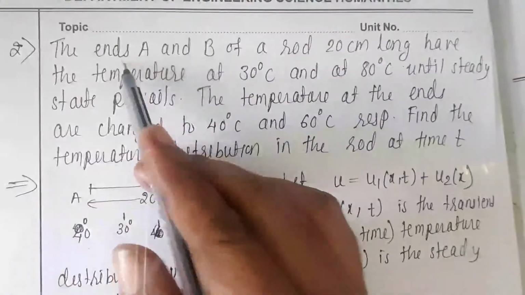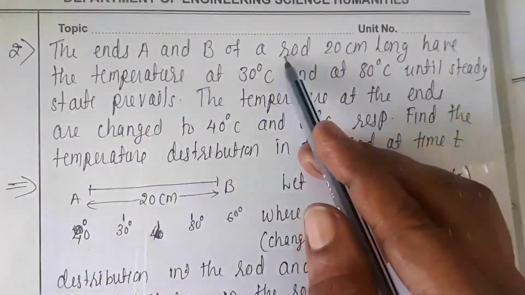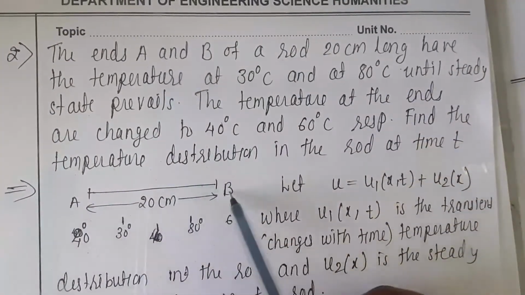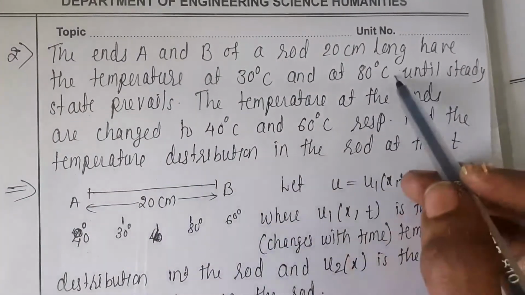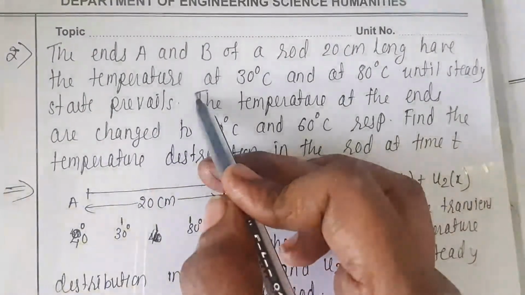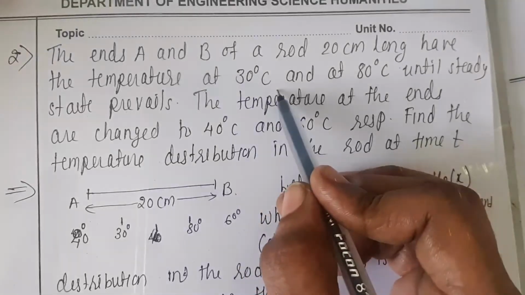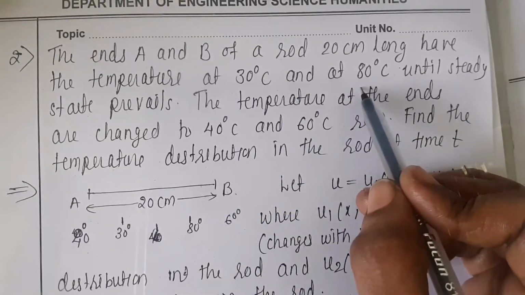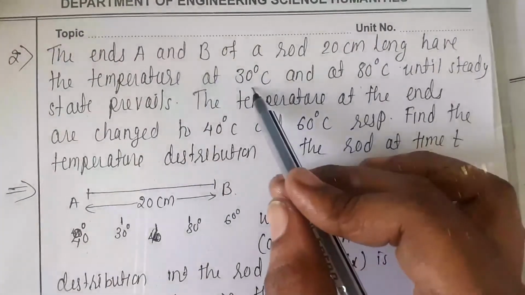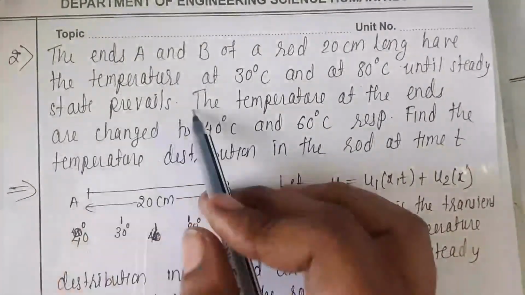Next type of example in heat flow is: the ends A and B of a rod 20 centimeter long. Means what is the rod length? It is 20 centimeter. End points are A and B, which have the temperature at 30 degrees Celsius and at 80 degrees Celsius. Means this is the temperature which we have measured until steady state prevails.